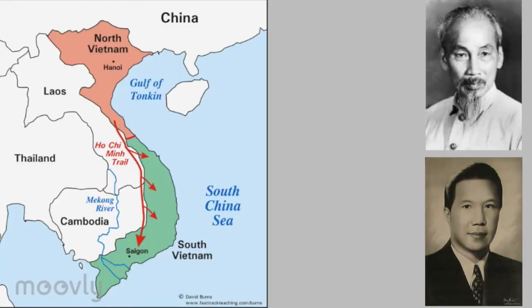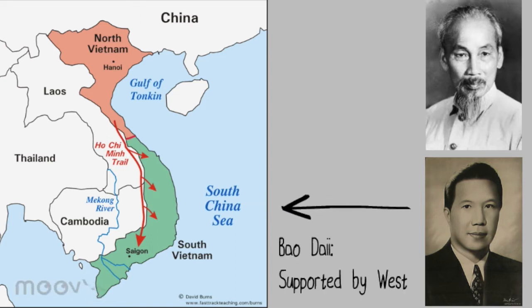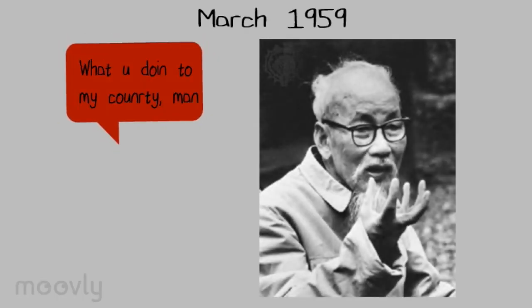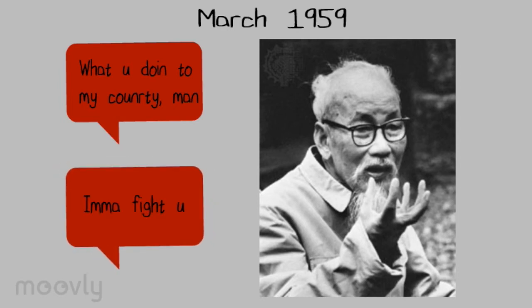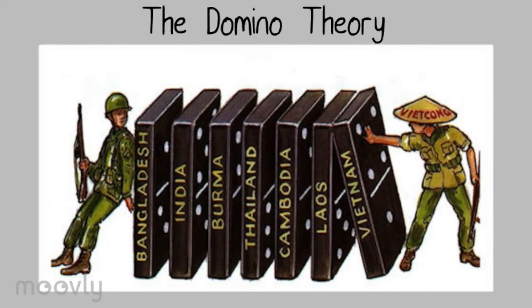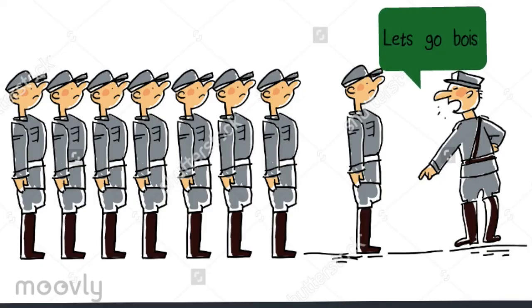By now, Bao Dai was leading the South with Western support, and Ho Chi Minh the North, with support from the Soviet Union. By March 1959, Ho Chi Minh declares all-out war to unite Vietnam under a single ruler. If Minh were to win the war, Vietnam would become a communist-run country, and other Asian countries might quickly join in, sparking the start of the domino theory. So of course the US felt that something needed to be done. So the US decided to take a direct role in the war.